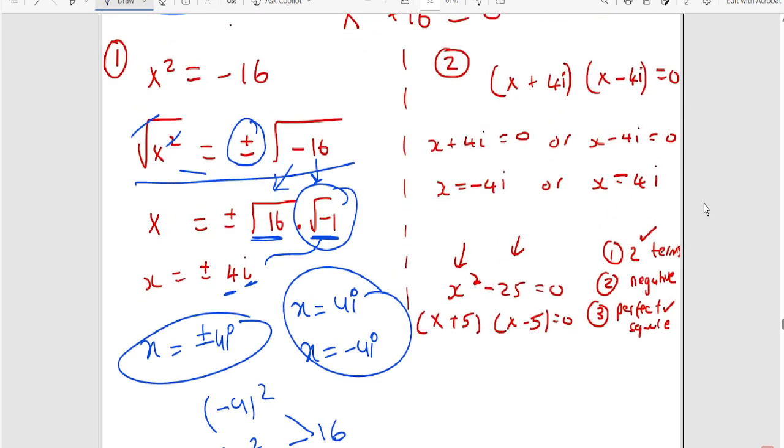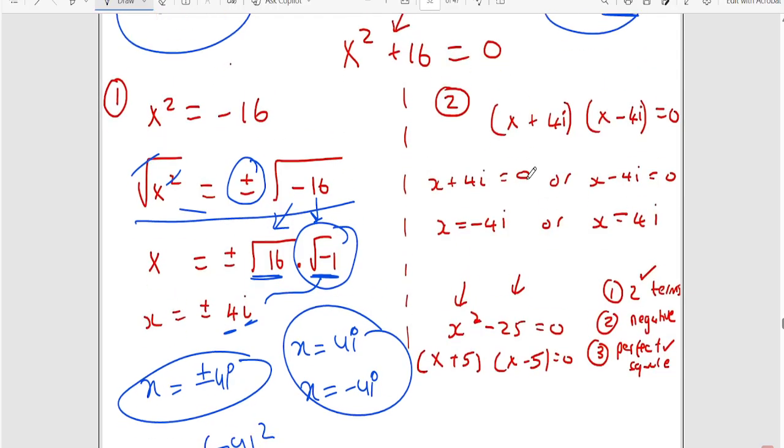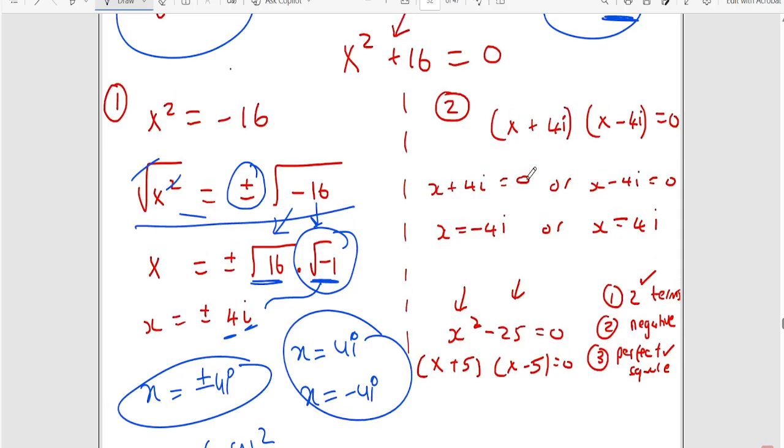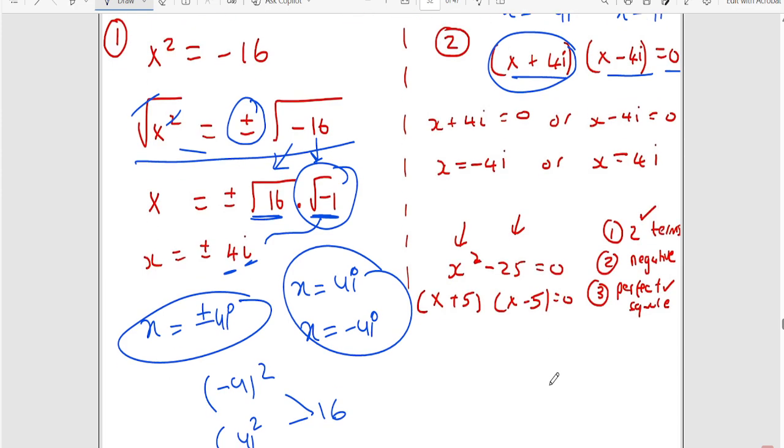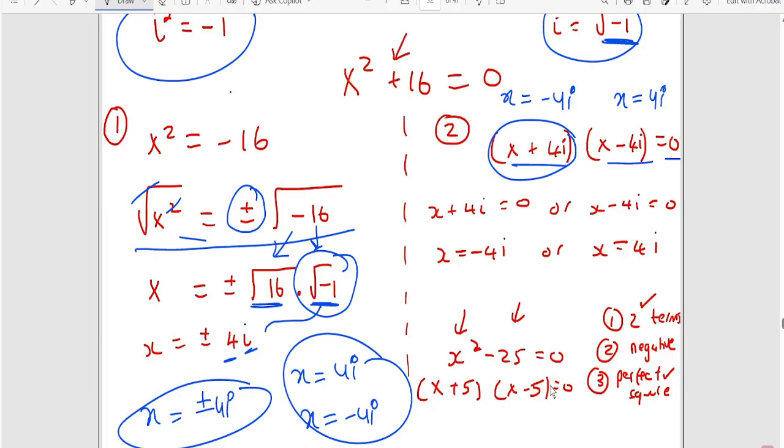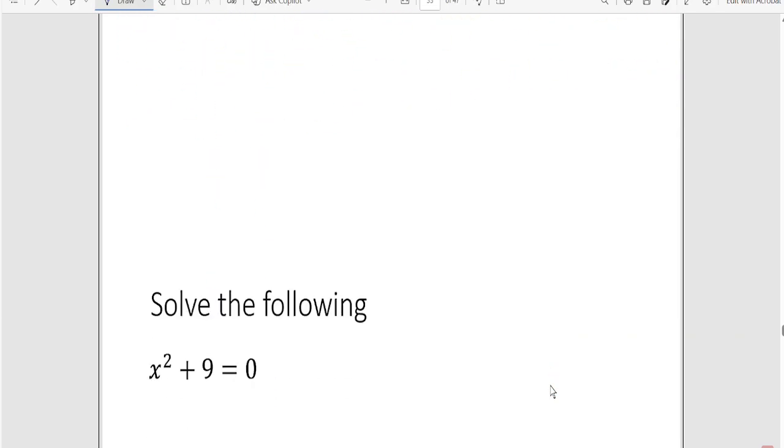Now let's take another one. For example, we have x plus 4i times x minus 4i is equal to 0. From here, if I take 4i to the other side, I will get negative 4i, and if I take negative 4i to the other side of the equal sign, I will get positive 4i, right? But this is only when we get a negative number under the square root, we put that as i, and that's my imaginary number, right?